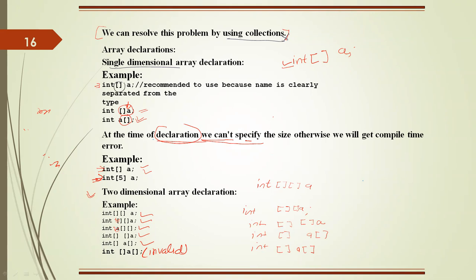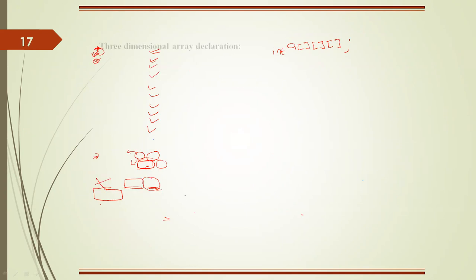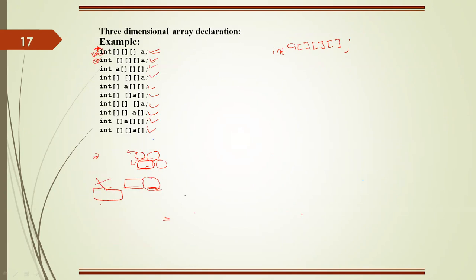So array declaration: single dimensional array. If anyone asks what the dimension is in an array, you can say the square bracket is the dimension here. So here, separated, an example like this is valid. This is also valid. Valid, valid, valid. In the two-dimensional array, you cannot add a size within the dimension as a variable. All the declarations are valid.